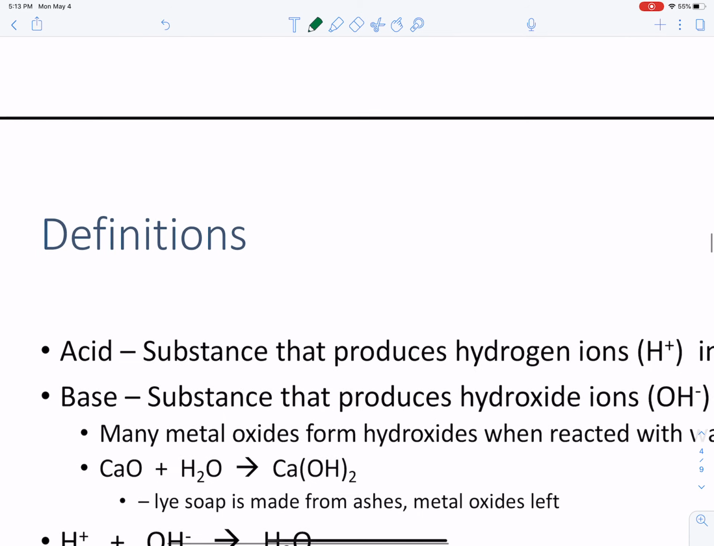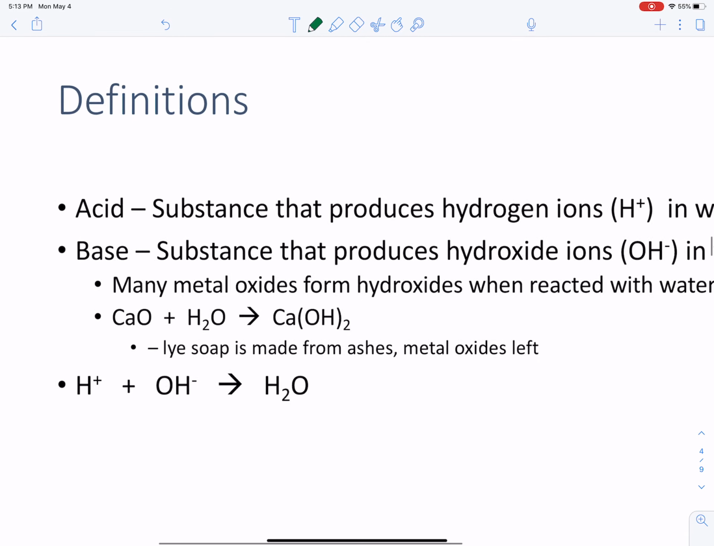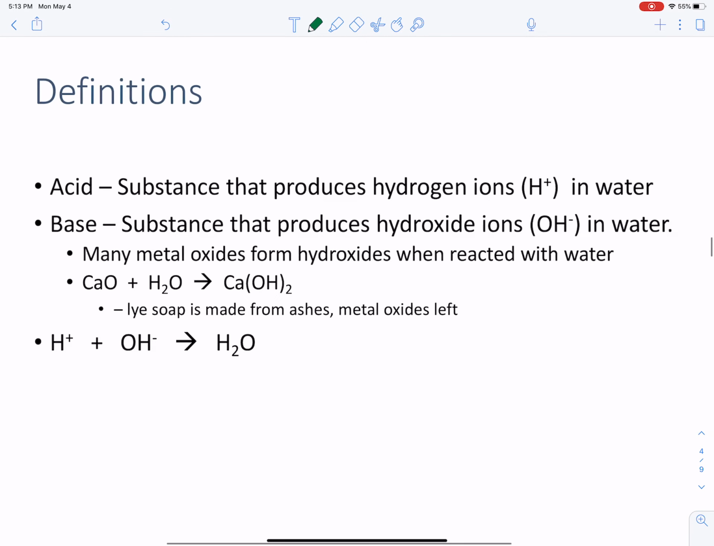Moving on. Let's get through some definitions. An acid can be loosely defined as something that produces hydrogen ions in water. So let's think about this.